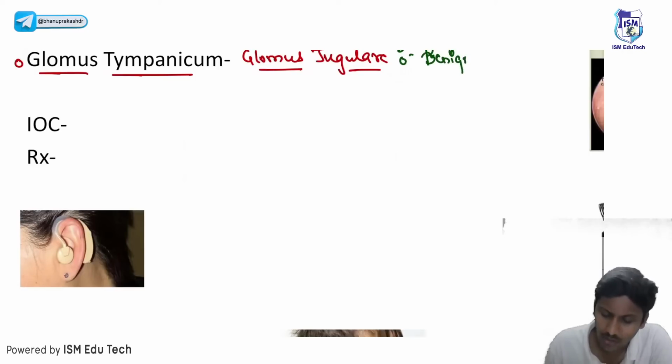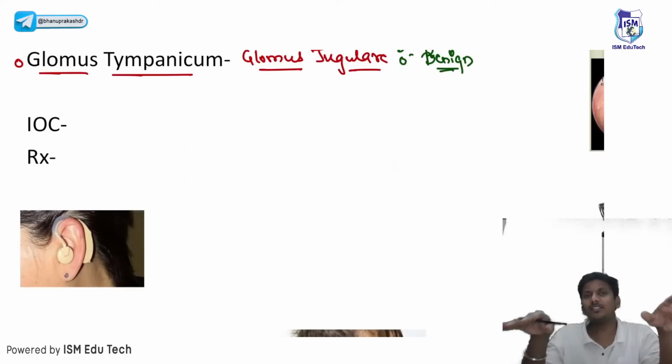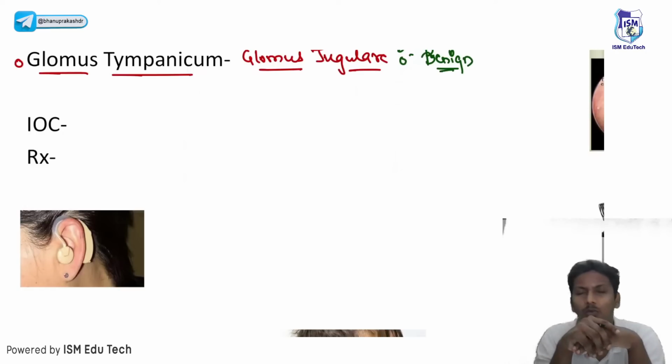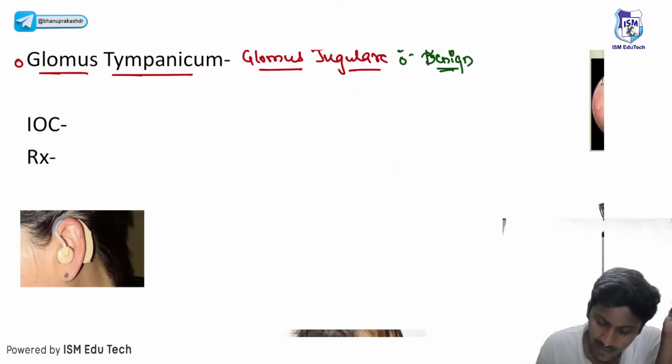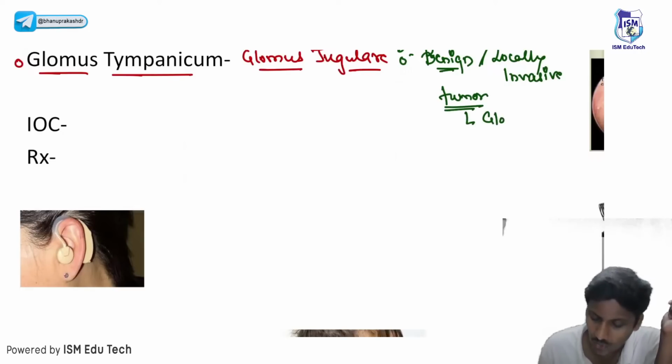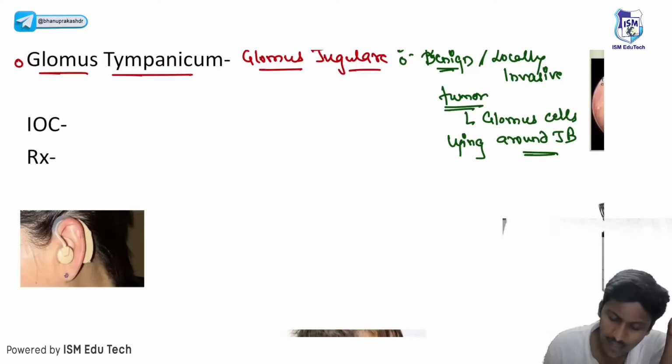Yes, it is benign. You will ask, sir, how is it damaging the floor or inferior wall of the middle ear? Because though it is benign, it is locally invasive. So it is a benign but locally invasive tumor arising from the glomus cells. And where are these glomus cells lying? Glomus cells lie around the jugular bulb. That is the thing.